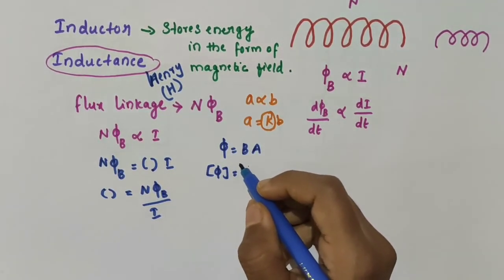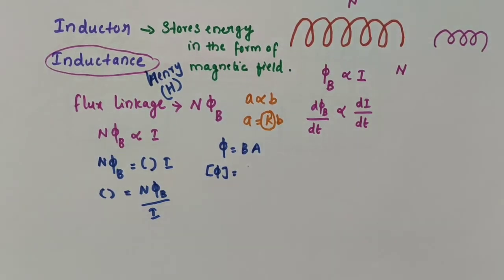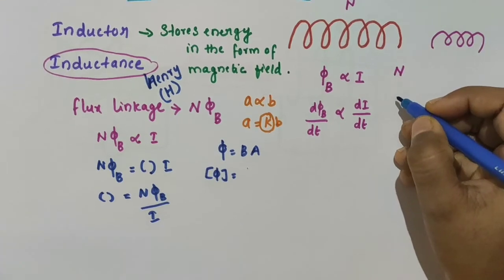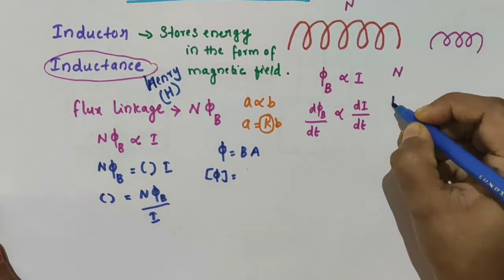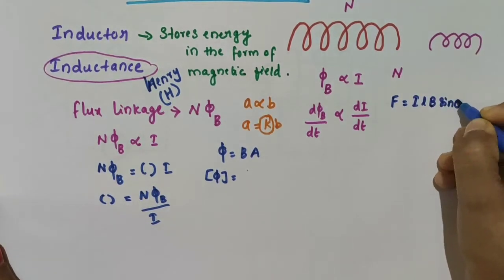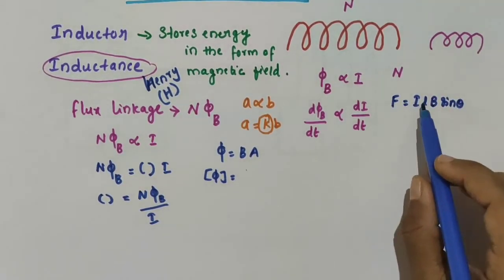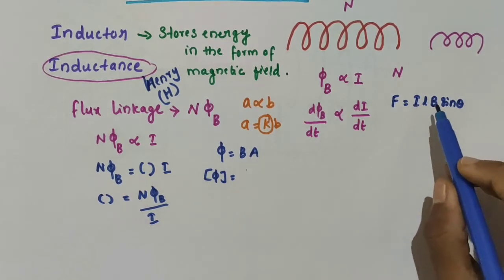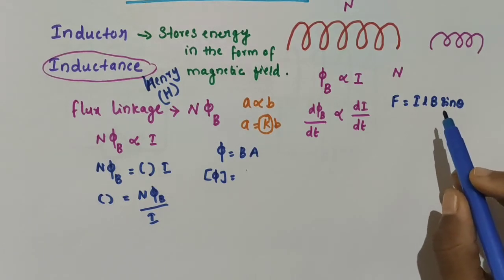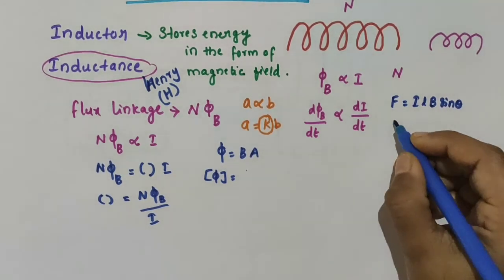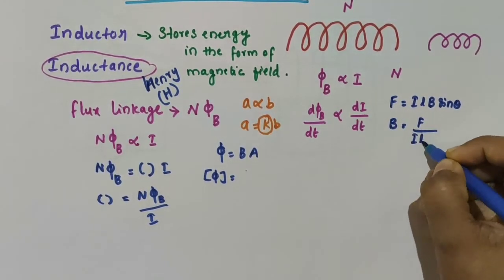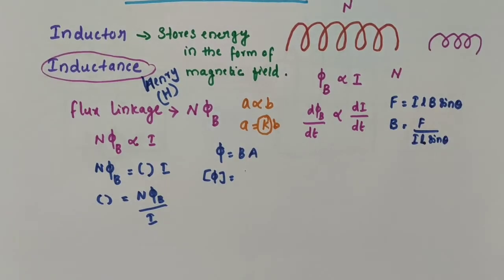What will be the dimension of B? To get the dimension of the magnetic field, you can take any equation you want. I'm taking the expression we discussed in the previous videos: F is equal to I L B sin theta. This was the expression for the force acting on a current carrying conductor of length L carrying current I when it is kept in an external magnetic field B. From this expression, B is equal to F divided by I L sin theta.